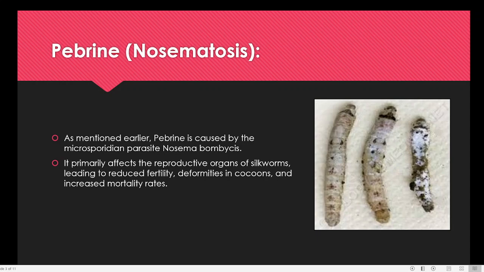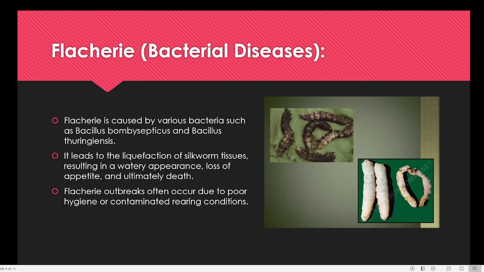Here you can see how the silkworm appears in the case of pebrine disease. Now another disease is known by the name Flacherie, which is a bacterial disease, caused by Bacillus bombysepticus as well as Bacillus thuringiensis. Maybe in botany you might have studied about BT cotton and other things. They are the same bacteria. Bacillus thuringiensis is responsible. So two bacteria are there. One is Bacillus bombysepticus, and the second is Bacillus thuringiensis, popularly known by the name BT. So they are causing this Flacherie disease.